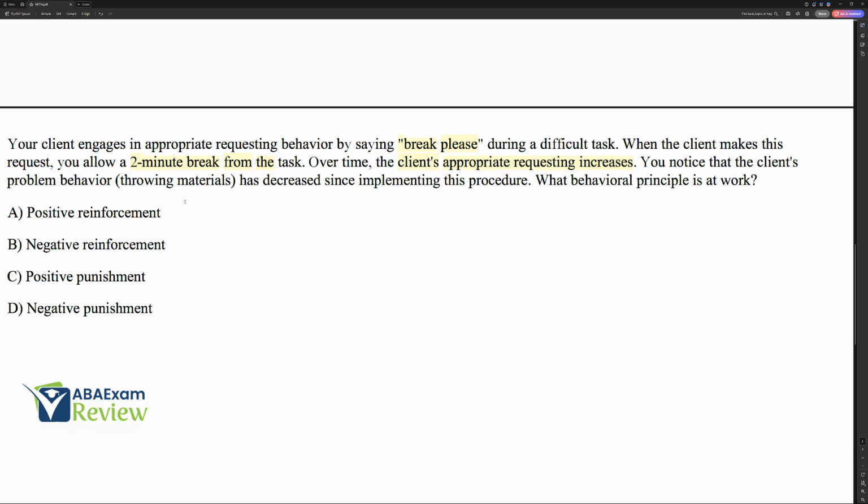It's not positive reinforcement because the consequence is removal, and it's not punishment because the behavior increased. So it has to be reinforcement. We've taken something away. It's going to be B, negative reinforcement.